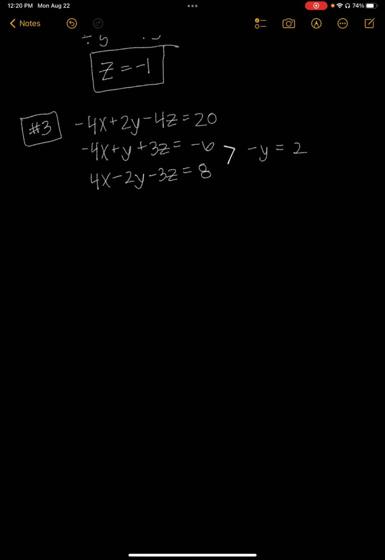That's a really easy thing for me to solve, so I'm going to just divide each side by -1. And I end up with y is equal to -2. And sweet, there's one of my answers already.